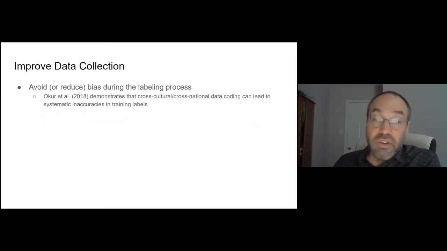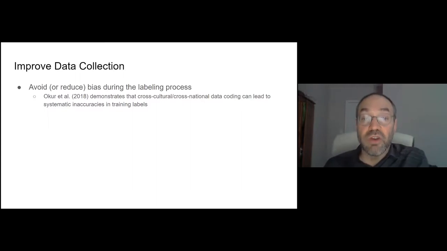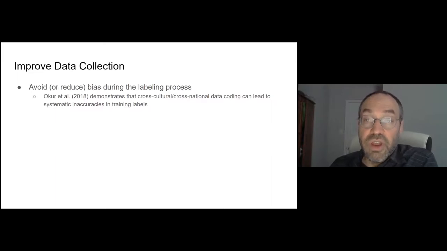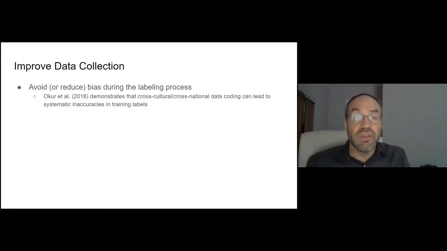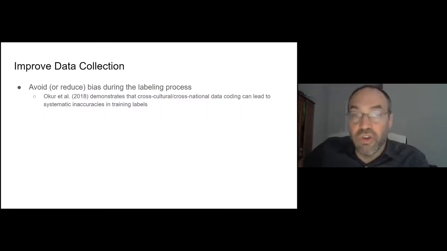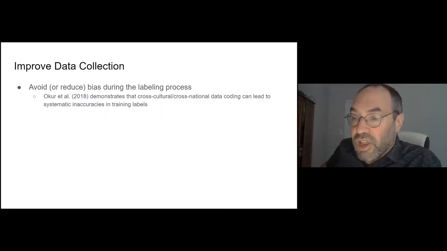Avoid or reduce bias during the labeling process. Oker and her colleagues demonstrate that when you have people doing cross-cultural data coding, such as coding emotion, it leads to systematic inaccuracies in training labels. So Americans trying to code people from Turkey and their emotions not only were wrong a lot more than Turkish coders, but they had very characteristic kinds of mistakes.